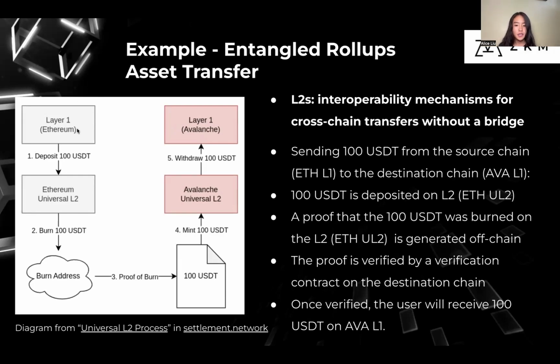First, this 100 USDT will be deposited into the Ethereum L2, and then a proof that the 100 USDT was burned on the L2 will be generated off-chain, and that proof will be verified by a verification contract on that destination chain. So in this case, it would be on Avalanche. And the 100 USDT can then be minted and then withdrawn to the Avalanche L1, where the user will receive that 100 USDT on the Avalanche L1. And this diagram, just a note, was taken from ZKM's settlement network page. So if you want to find some more examples of use cases with entangled rollups, be sure to check out that page.